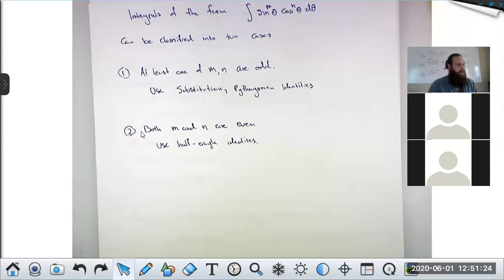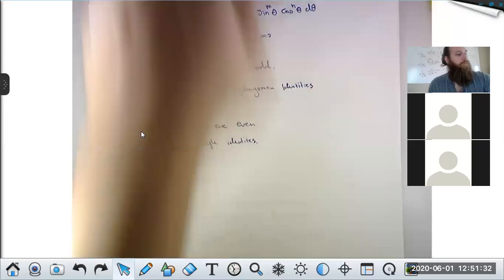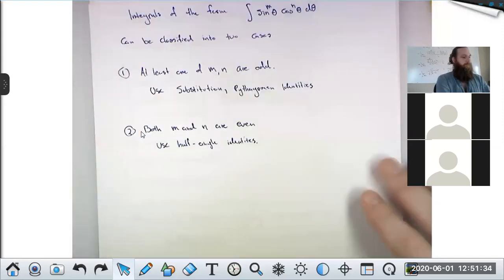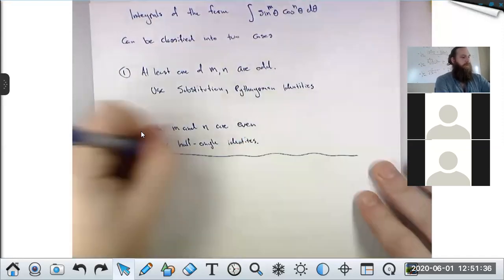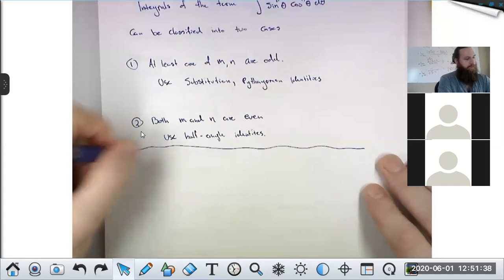I'm going to tackle a case 1 integral first, or a few case 1 integrals first. The best way to learn is just by examples. Let's do it.